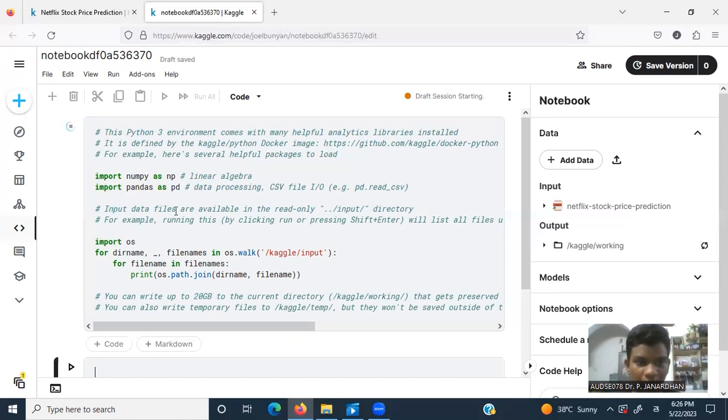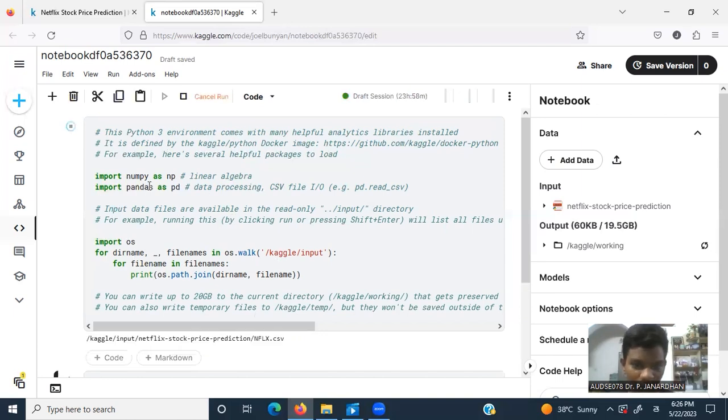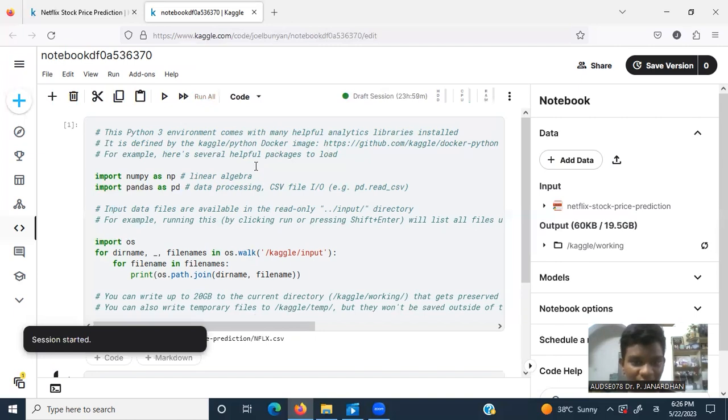So yeah, the first cell, you know about it. Kaggle writes it for you.